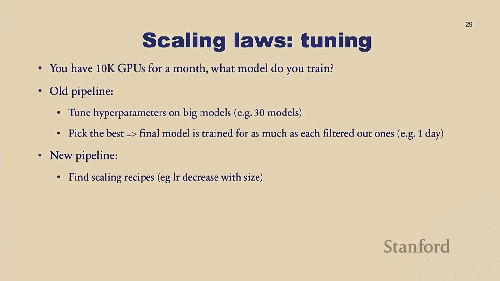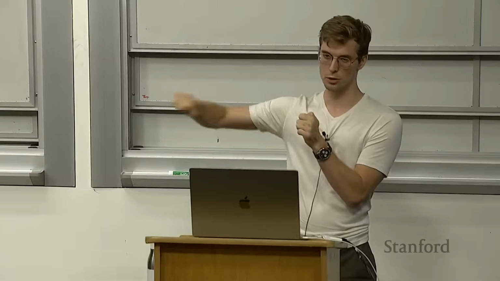The new pipeline is that you first find a scaling recipe. So you find something that tells you, for example, one common thing is that if you increase the size of your model, you should decrease your learning rate. So you find a scaling recipe so that you know if I increase the size of my model, here's what I should do with some hyperparameters.